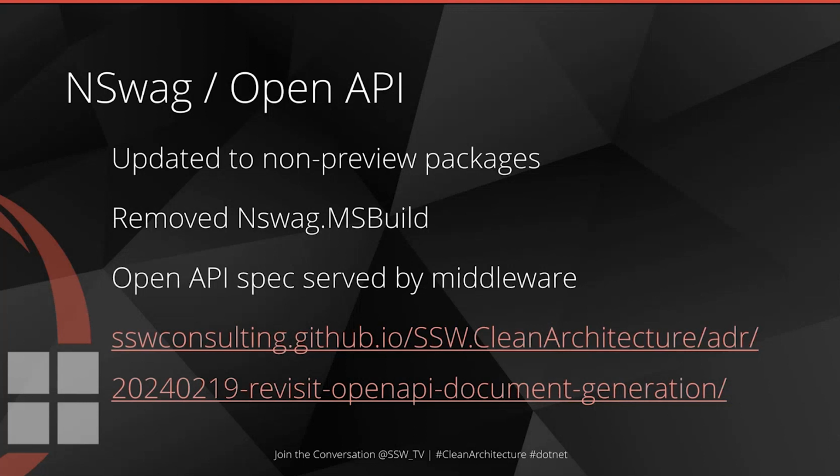If this was a production instance, I'd put Azure API management in front of it, and that would serve the OpenAPI spec for me. I don't need to statically render it.